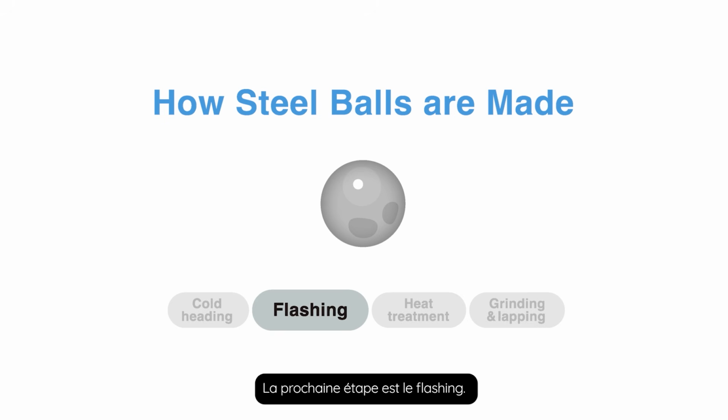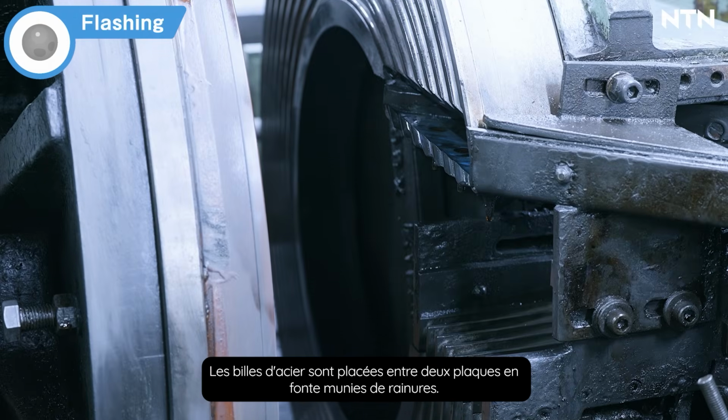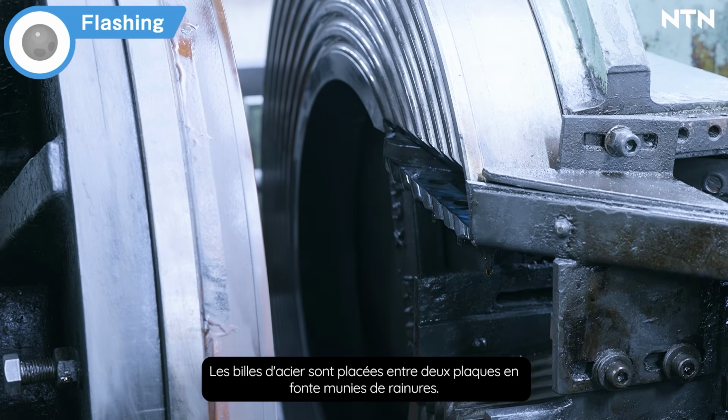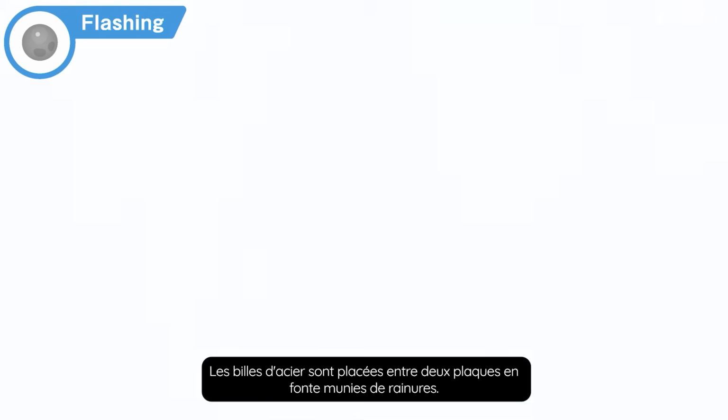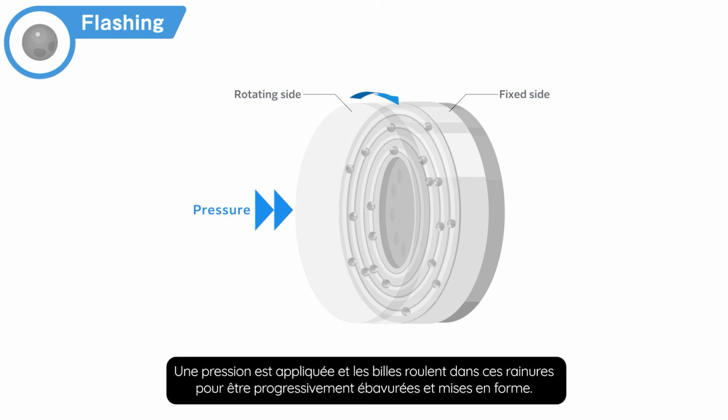Next is flashing. Here, the flash left from the cold heading process is removed. Steel balls are placed between 2 cast iron plates with grooves. Pressure is applied and the balls are ground while being rolled.